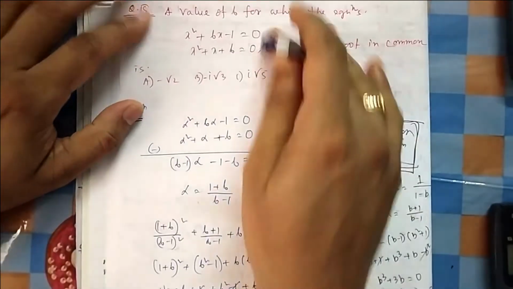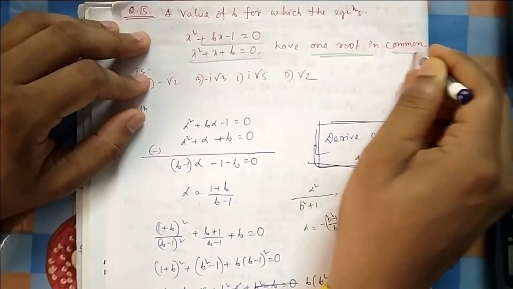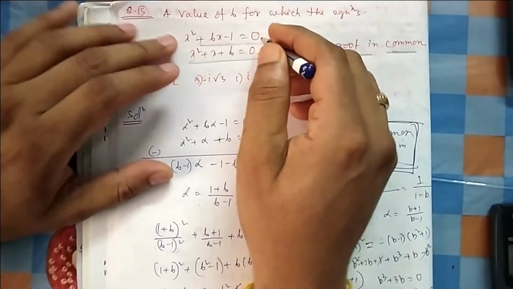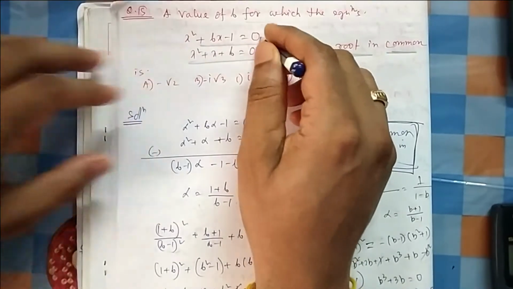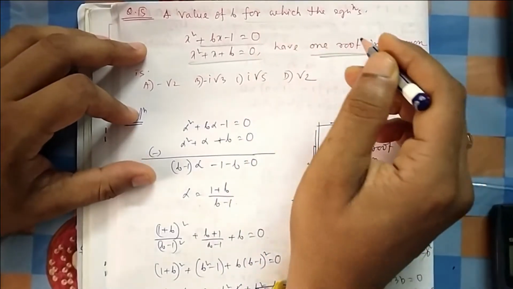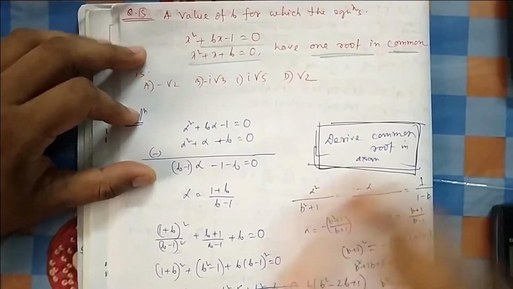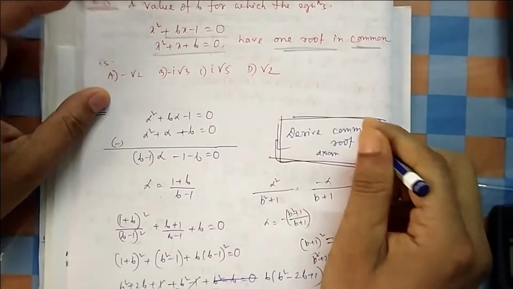Now again in 15, the value of b for which these two equations have one root in common. So a common root, but no root is specifically given. If a root were specifically given, then I should have checked for a complex root or something like that, but as it is not, no equation is complete. So what we will do is go by the common root method.